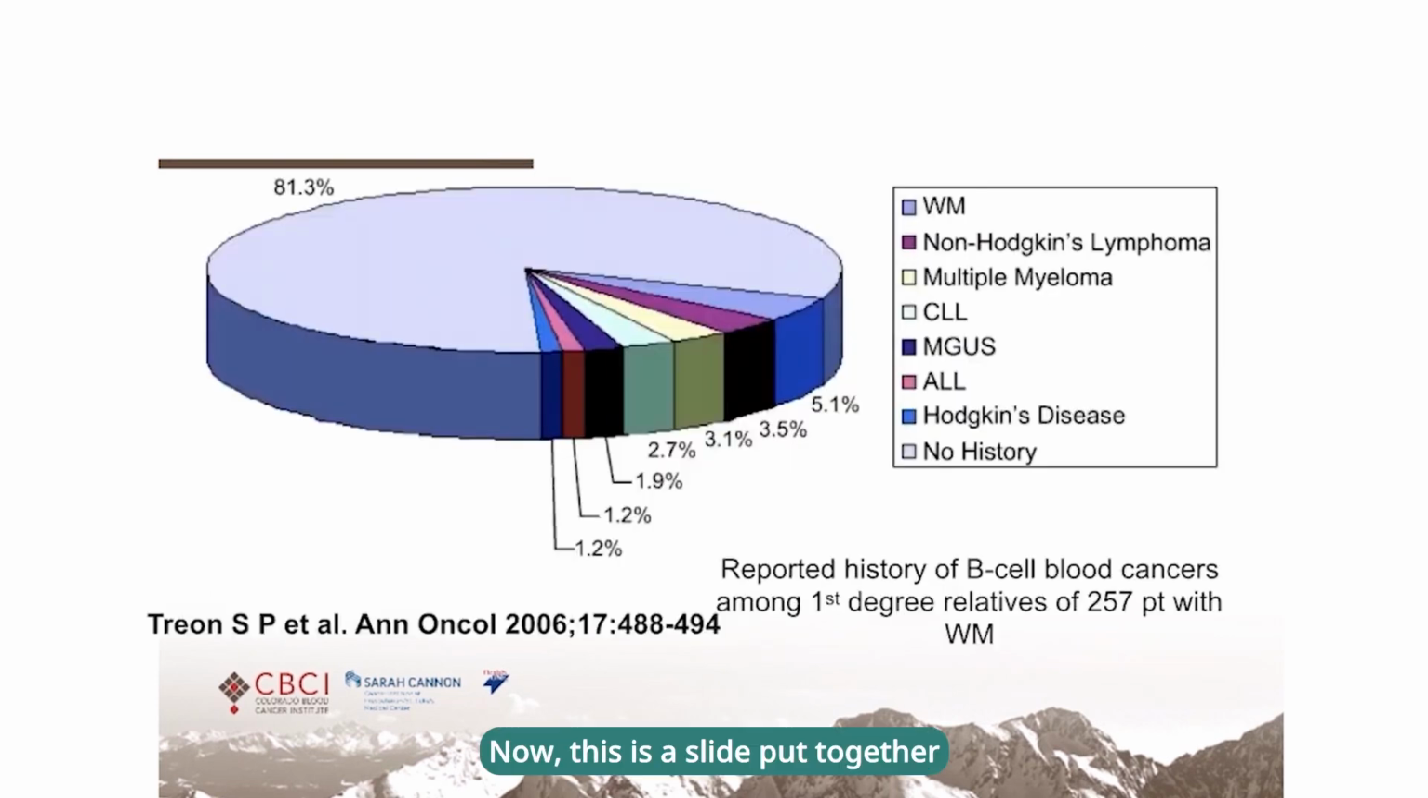Now, this is a slide put together by Steve Trion and colleagues, where he looked at 257 patients with WM, where he found first-degree relatives who had other types of blood cancers. In the light blue there, you can see the great majority of these patients had WM as the associated blood cancer to the person who was known to have WM. However, you can see other blood cancers as well. You can see chronic leukemia, multiple myeloma, other types of non-Hodgkin lymphoma, and so forth. So this just points out that the family history is a very critical element when one is characterizing WM in a certain patient.